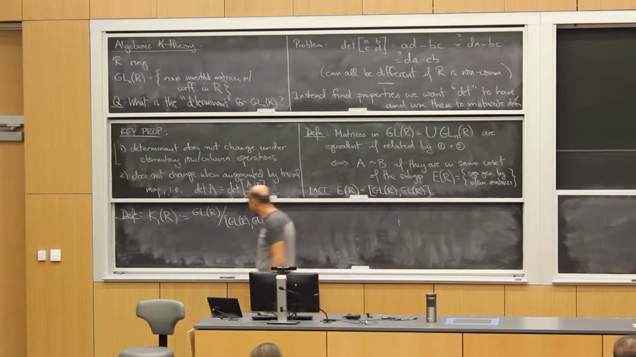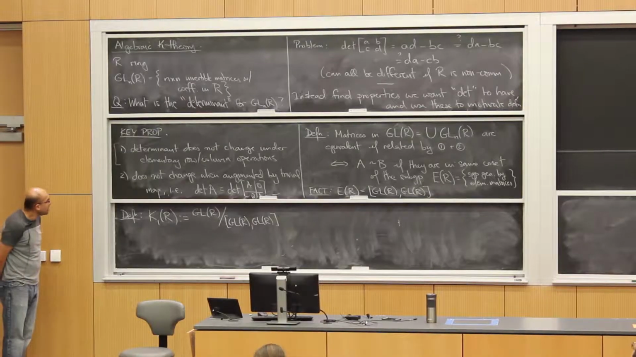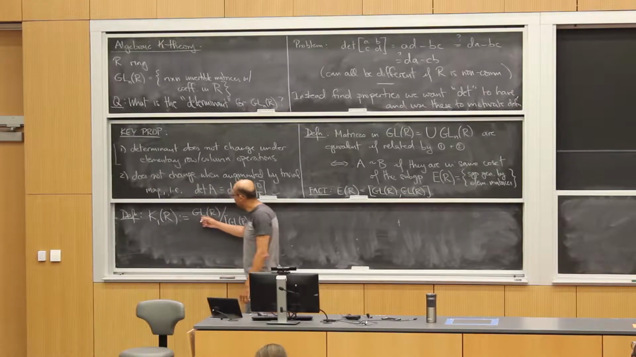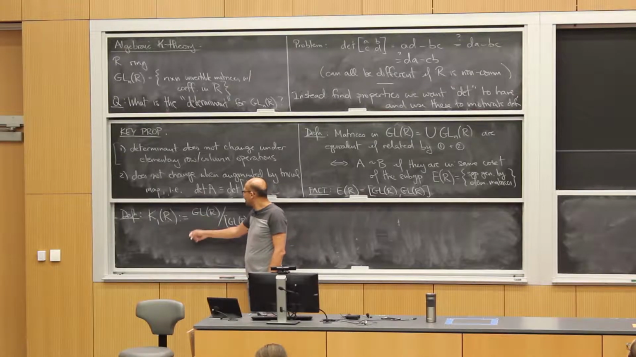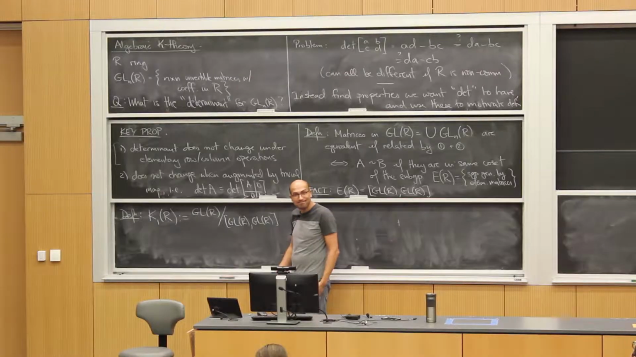Okay, so this is K1 of R. And then what's your determinant map? Well, your determinant map is you take an n by n matrix, you think of it as sitting inside GL(R), and then you just look at its image in this quotient.